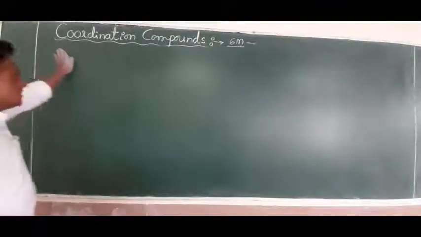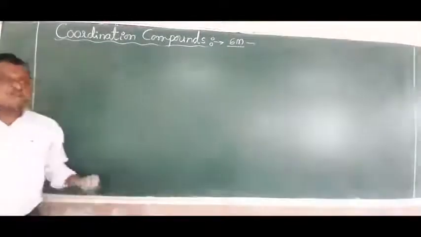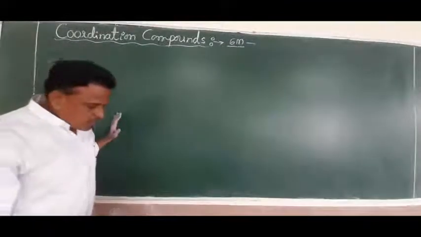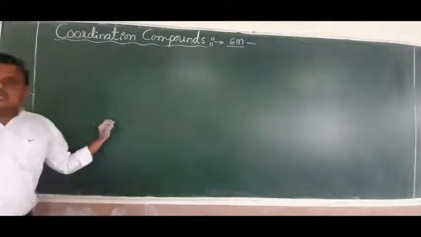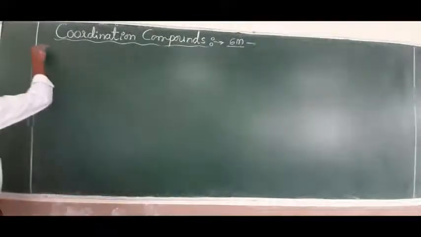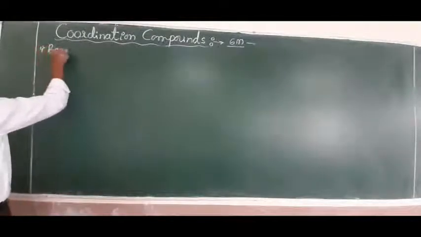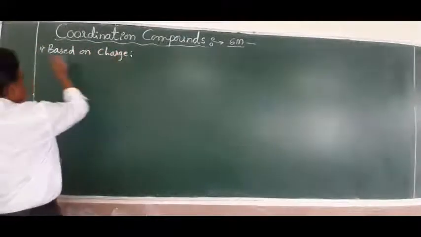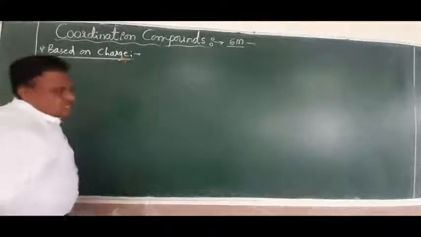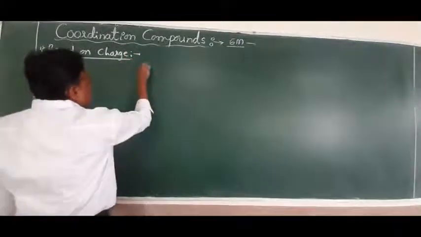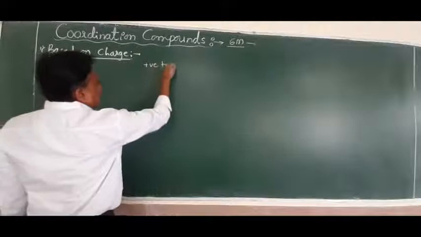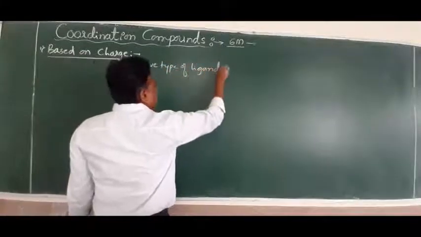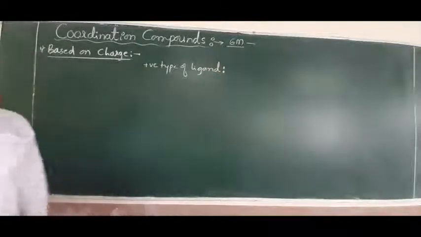Welcome to everyone. Dear friends, in the last video we covered the types of ligands. Ligands are of two types. One is based on charge. Based on charge, the ligands are classified into three types. One is the positive type of ligand, commonly called cationic ligands.